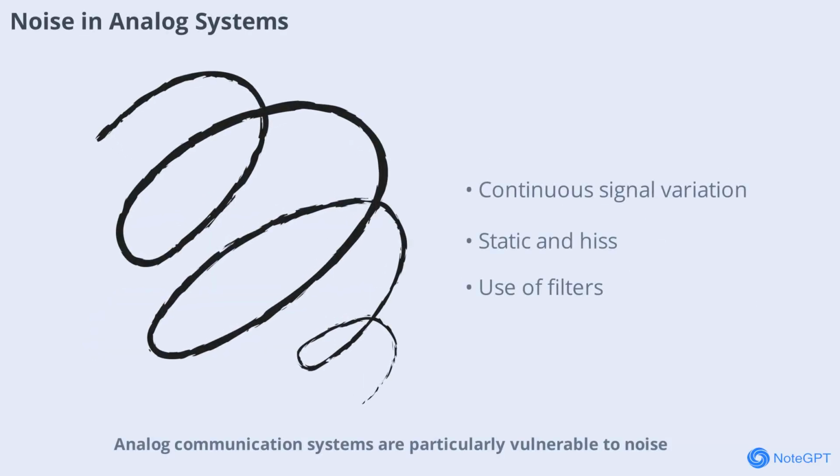Analog communication systems are particularly vulnerable to noise. Since analog signals vary continuously, any interference can directly alter the signal's amplitude or frequency. This can result in static on a radio, hiss on a phone call, or distortion in audio and video transmissions. Engineers use filters and shielding to reduce the impact of noise in analog systems.